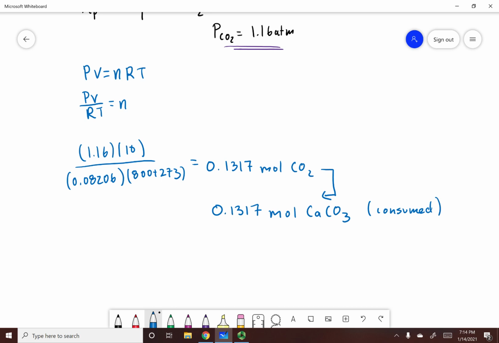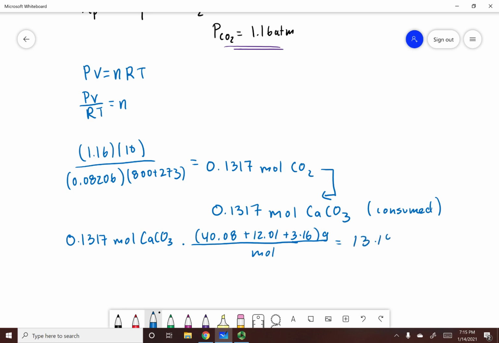Now in this problem, I want a mass percent of the amount consumed. And I want my mass percent in terms of grams. So let's convert our moles to grams. To do that, we're going to multiply by the formula weight. We're going to look up on our periodic table what each of these atoms weigh. And if we do this calculation out, it turns out this amount of moles is 13.18 grams of calcium carbonate.